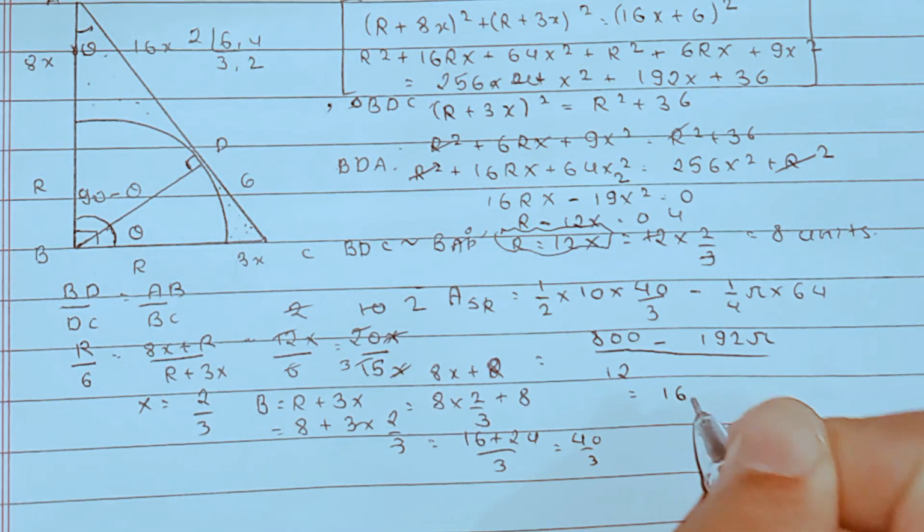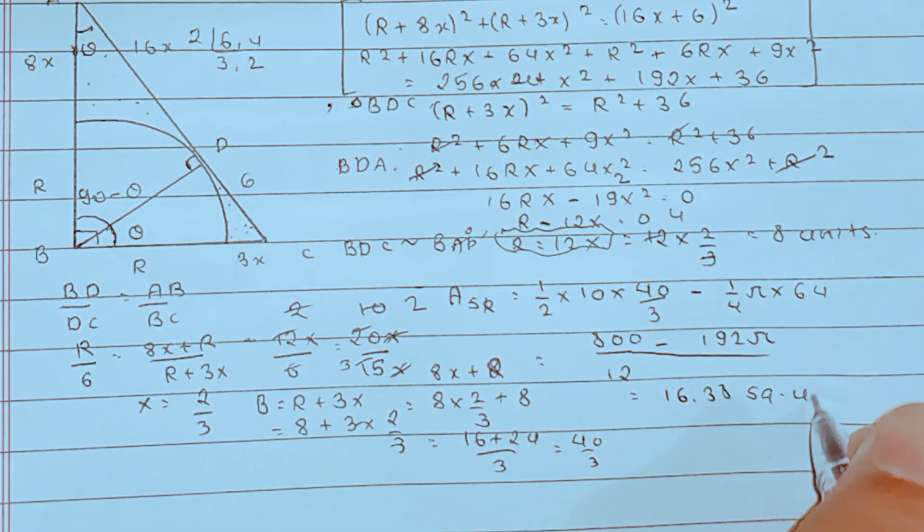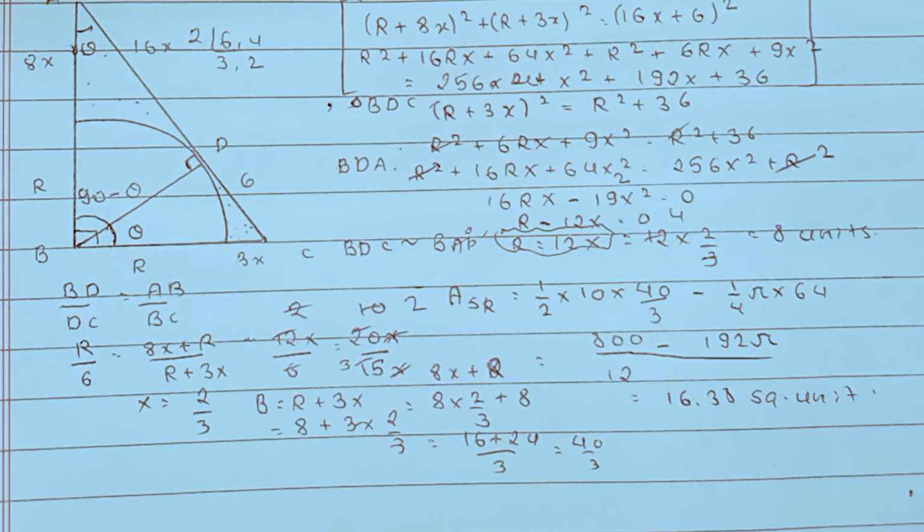So 16.38 square units is the required area of the shaded region.